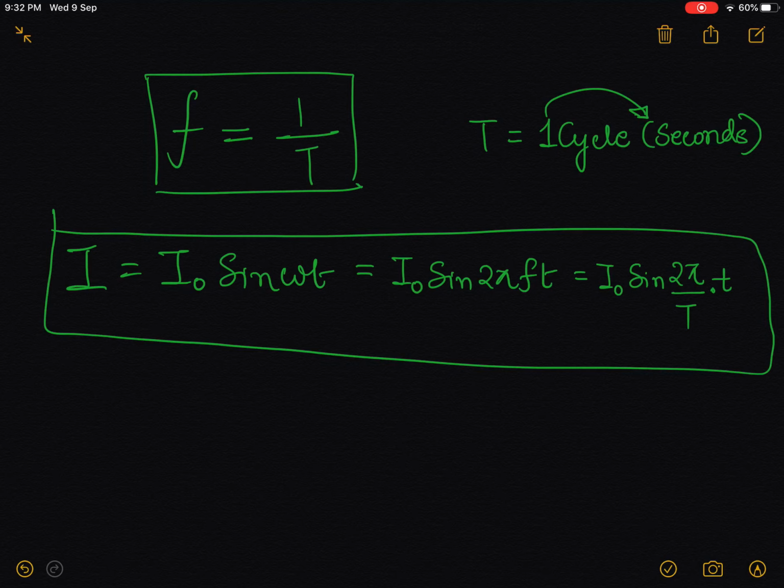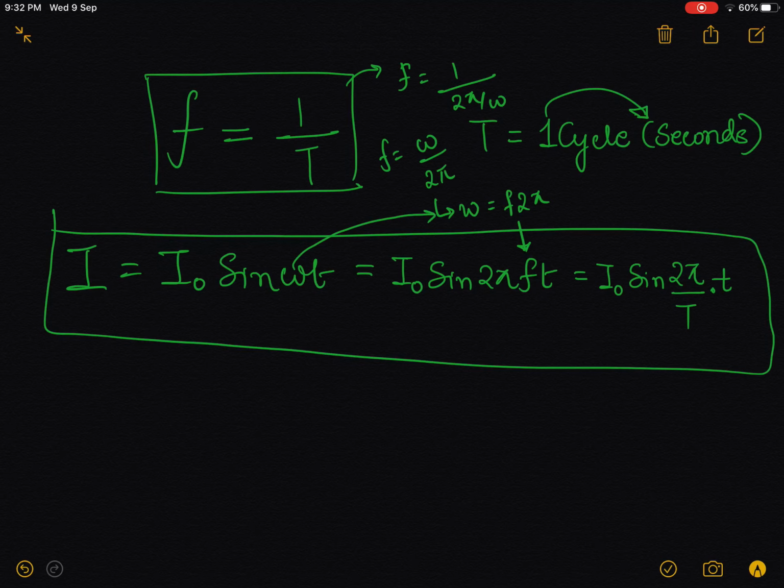Now I think I should also explain one thing: frequency means 1 upon time period. And what is time period? It is 2 pi upon omega. So frequency is omega upon 2 pi. Therefore omega is equal to 2 pi f. This is how I substituted omega as 2 pi f. I guess this clears out how things are working.